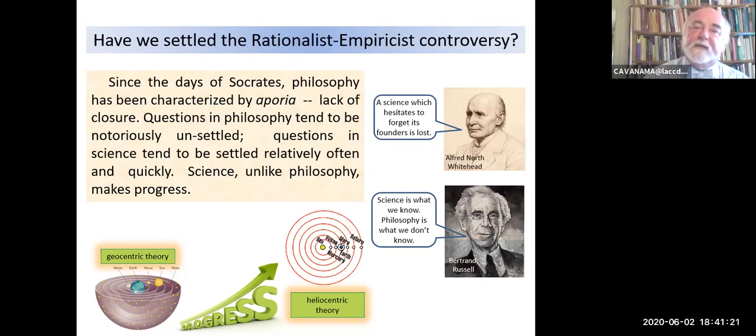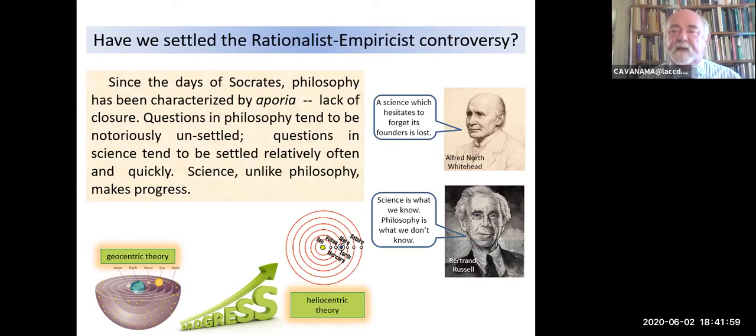Alfred North Whitehead famously said, a science which hesitates to forget its founders is lost. Science is a progressive enterprise. It solves problems. Philosophy is still dealing in many cases with the same problems we began with 2,600 years ago. And it's one of the reasons why I said you can't do philosophy without understanding the history of philosophy. But if Whitehead is right, you shouldn't and can't do science starting with the history of science. You want to be on the cutting edge. You need to forget what went before because so much is happening that's new, you're going to miss it. With philosophy, it's a little different. Bertrand Russell says, science is what we know, philosophy is what we don't know.